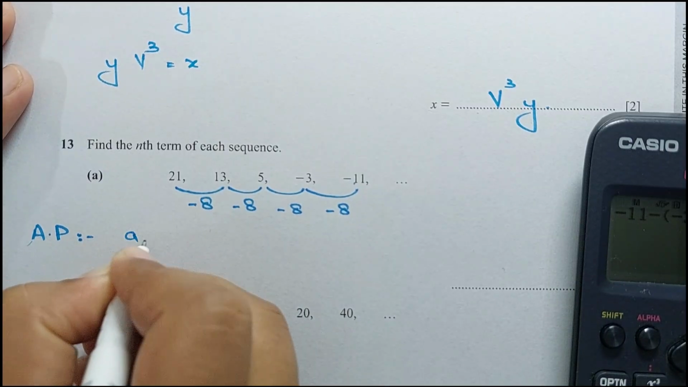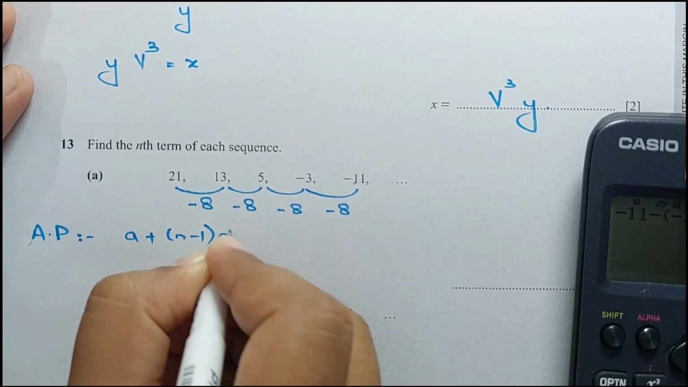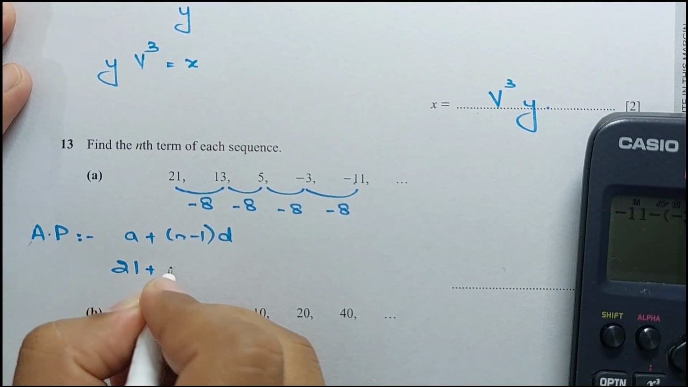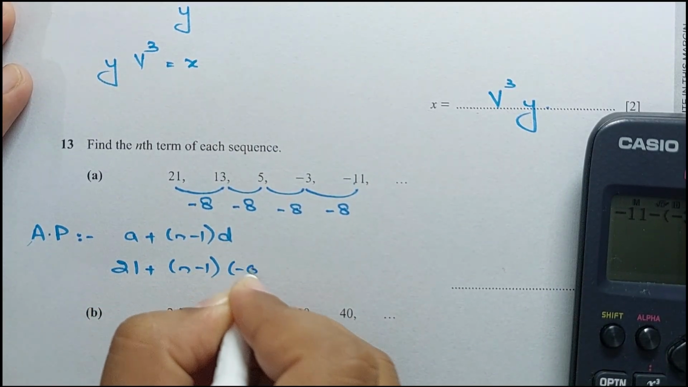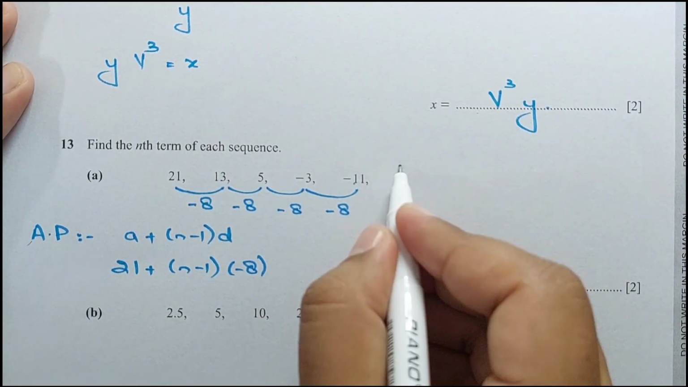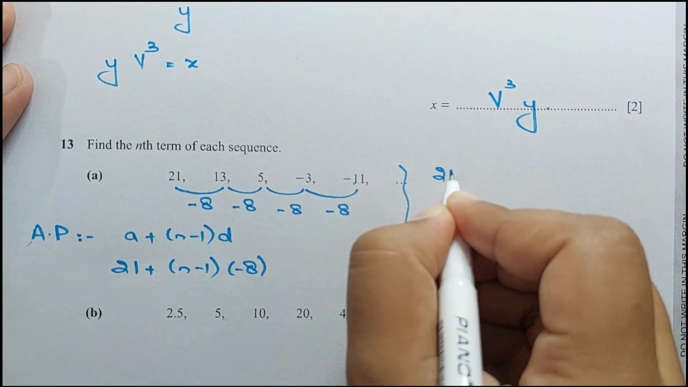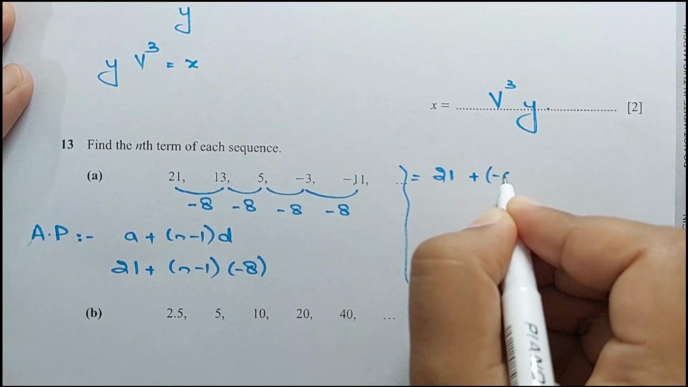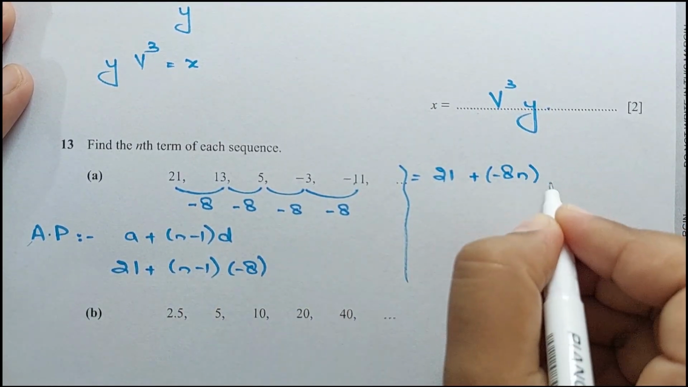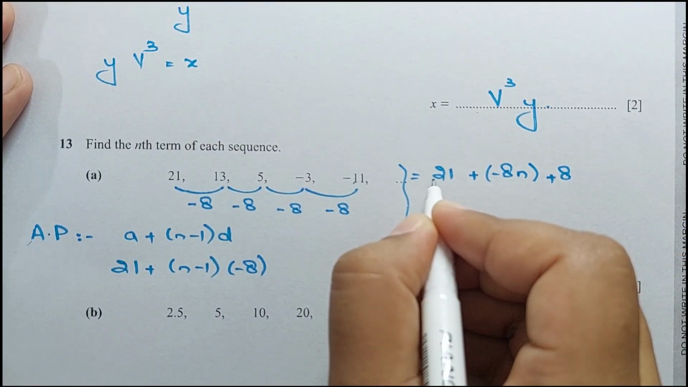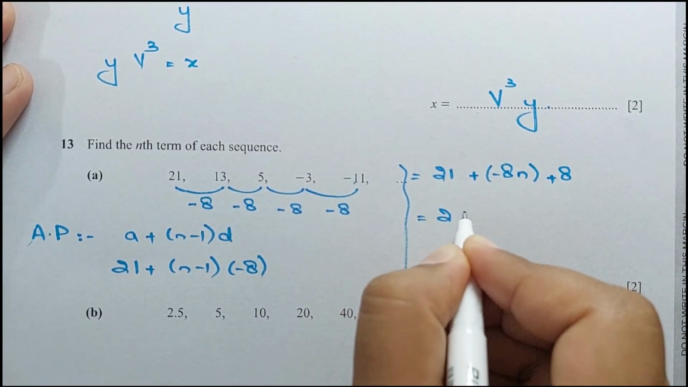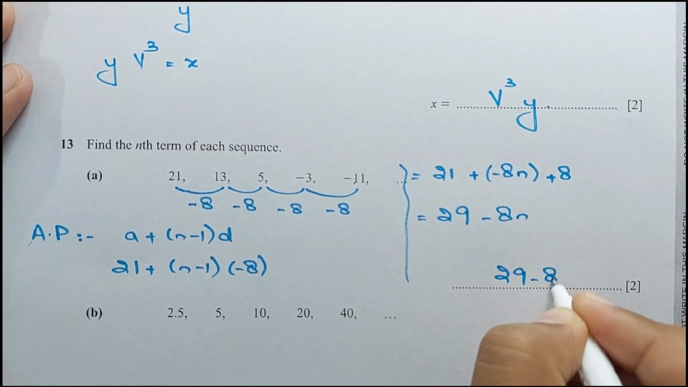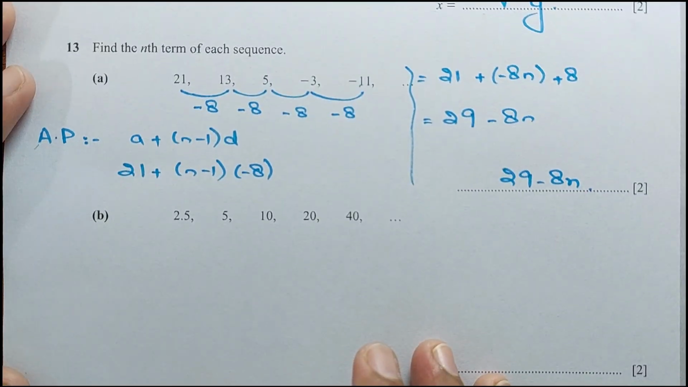Its nth term is a plus n minus 1 into d. A is the first term, which is 21, n minus 1, and d is the common difference, which is negative 8, right? So let me do a further simplification. It is 21 plus n times negative 8, and negative times negative is positive 8. In 21, add 8 would be 29 minus 8n, and that is the nth term for the first sequence.